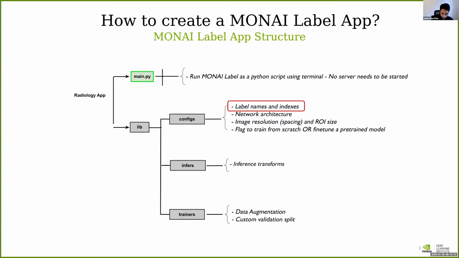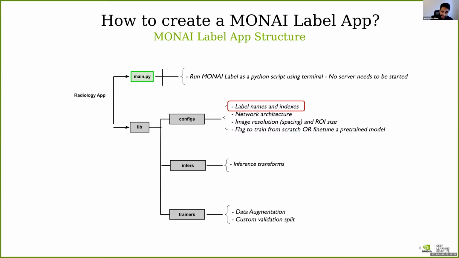let's say the radiology app, you have this folder structure. Inside the radiology app, you have the main file. It contains the main function where you instantiate the different classes. For the people that don't know, they just basically need to know that it is there. You don't need to modify anything there.